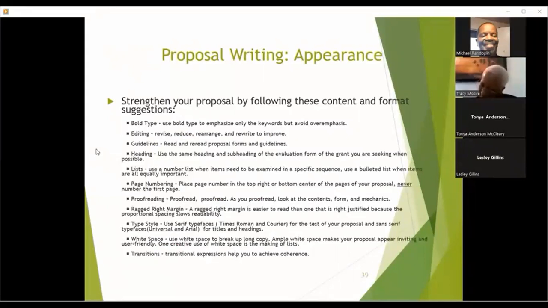So, of course, when you're looking at the appearance of the grant, make sure you strengthen your proposal by following some of these contents and formats. For example, make sure you use the right bold type. Make sure you use headings. Make sure you number it if the funders have asked you to number it. Make sure you use the appropriate type style. And make sure you use the appropriate transition terms in your grant.